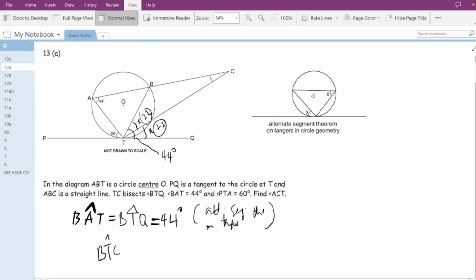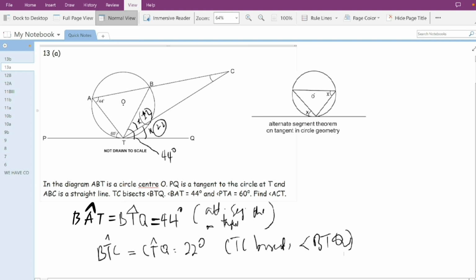You can put the angle sign here, equals the same as angle CTQ, T in the middle, Q, which is 22 degrees. We know this will help us get our full mark. So we know this is 22 degrees, and we can say because TC bisects angle BTQ, this line divides it into two, so this is 22 and this is 22.